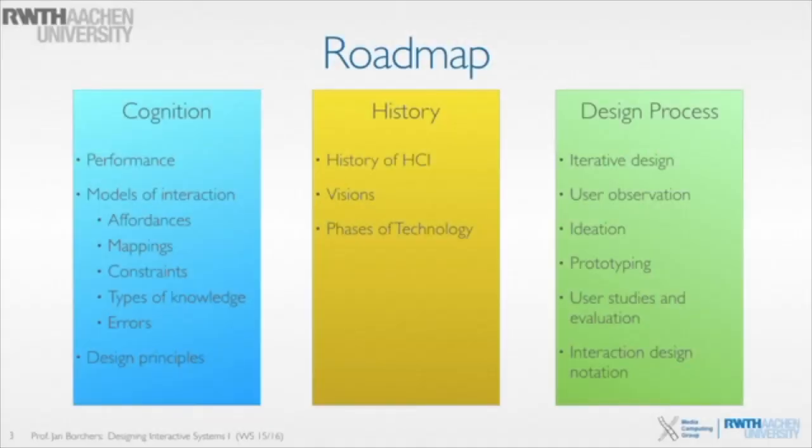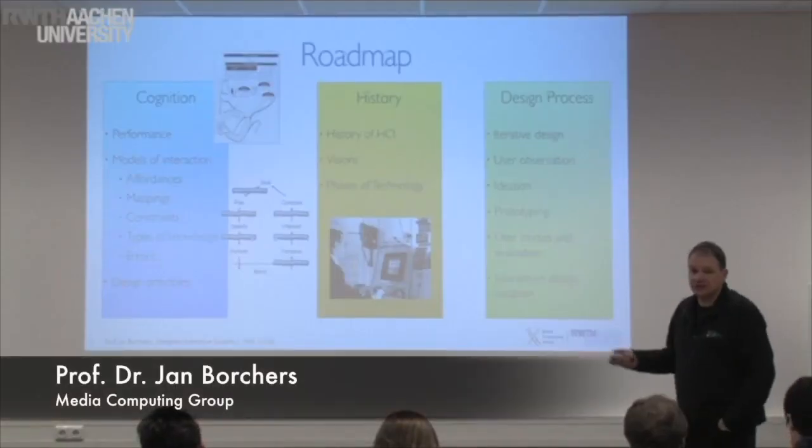All right, good. And the roadmap for now, to come back to what I was saying at the beginning of the class: we've talked about the cognition parts here. We've talked about human performance models, models of interaction like affordances, mappings, constraints, knowledge types, errors, and all that kind of stuff. We've talked about some design principles derived from these human things.